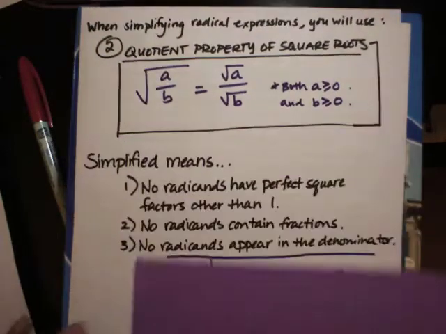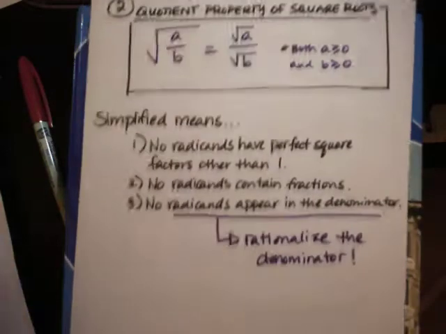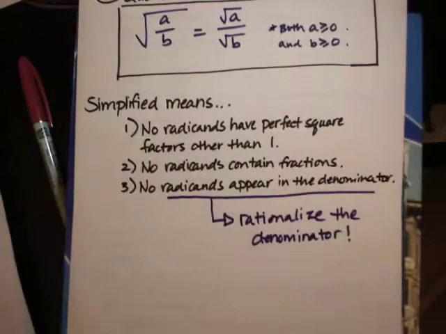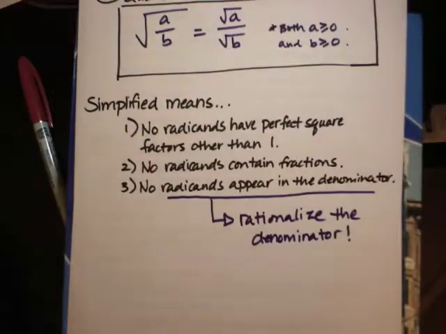So what does simplified mean? We keep on talking about simplifying these radical expressions, but let's really get into more detail about what it means to be simplified. Simplified means there are no radicands that have perfect square factors other than 1, which means you've broken the coefficients down and you've broken down the variables so that there aren't any more perfect square factors. Second thing, the radicands cannot contain fractions.